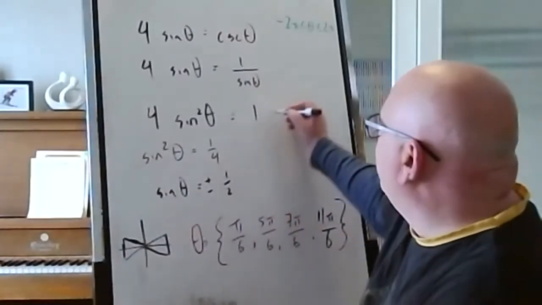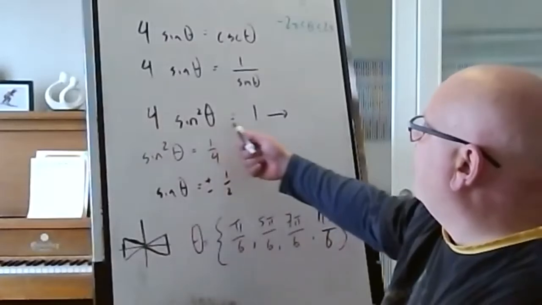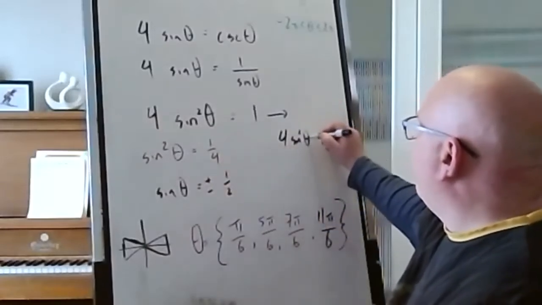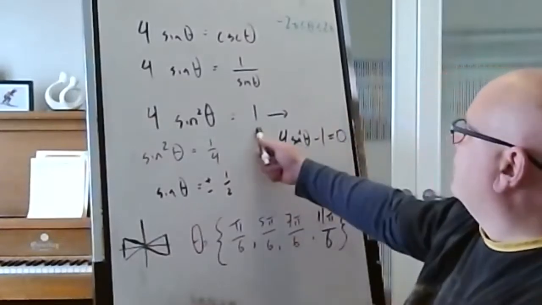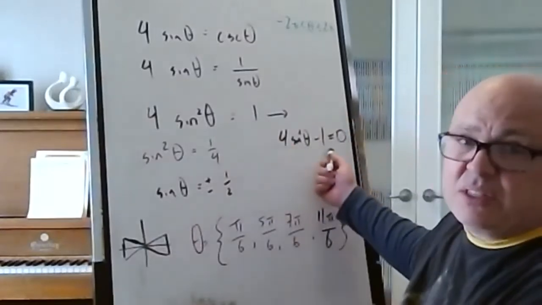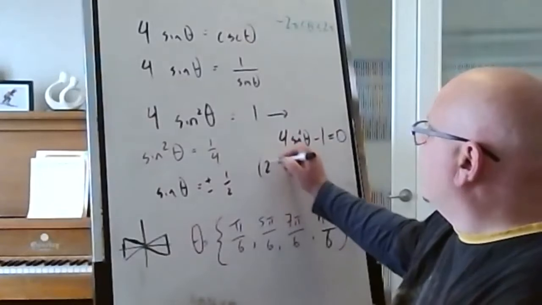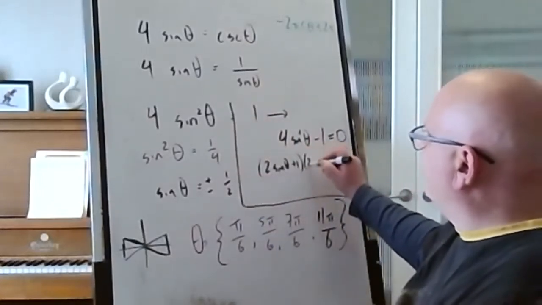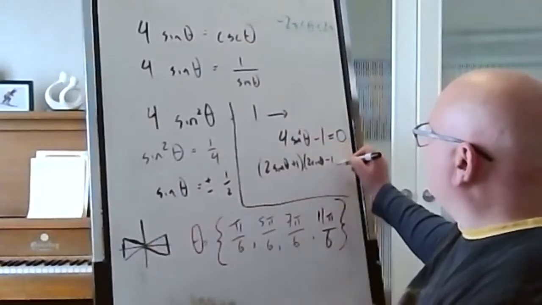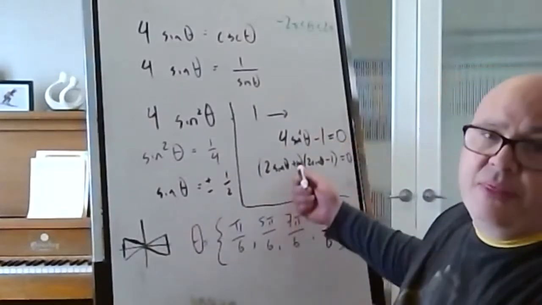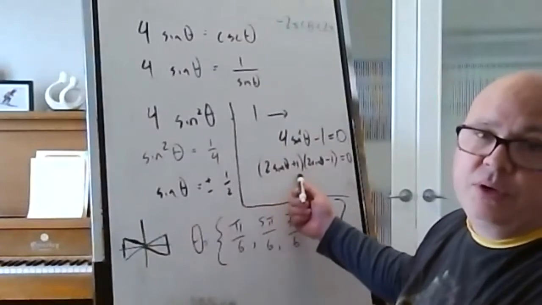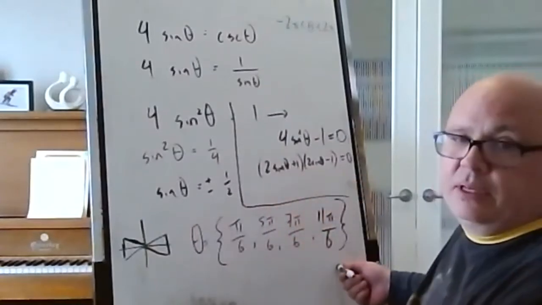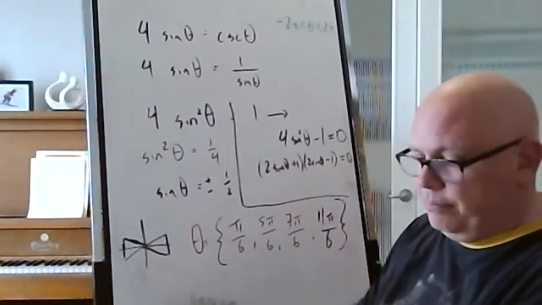We could have gone about this a different way. 4 sine squared theta is equal to 1. We could have gone to 4 sine squared theta minus 1 equals 0, subtracting 1 from both sides. This is now a difference of squares, so it could have given us 2 sine theta plus 1, 2 sine theta minus 1, equals 0. And from here, we're going to get sine theta is equal to -1/2, sine theta is equal to +1/2, and we're still going to end up getting to the same solution either way.